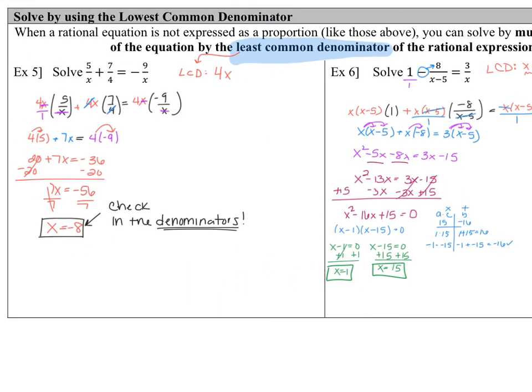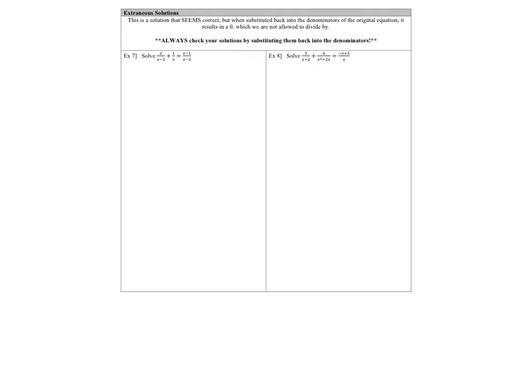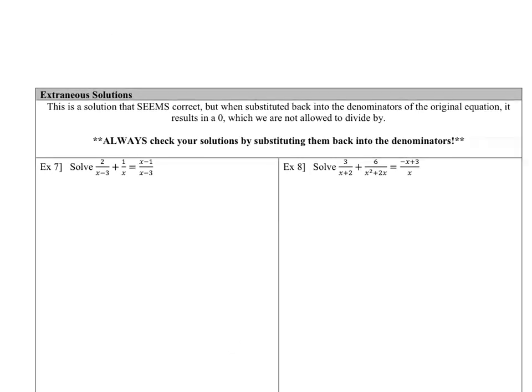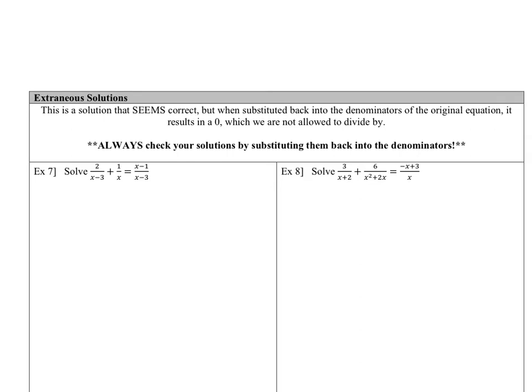All right, let's go to the left part. So here's why we're checking. We have something called extraneous solutions. We've talked about this once before when we did square roots. Extraneous solutions are those things that look like solutions, but when you substitute them back in, they make something that's not mathematically possible. In this case, dividing by 0. I'm not allowed to do that mathematically. So that's why you always need to check your solutions by substituting them back into the denominators. Numerators are not a problem. It's the denominators that are the issues.